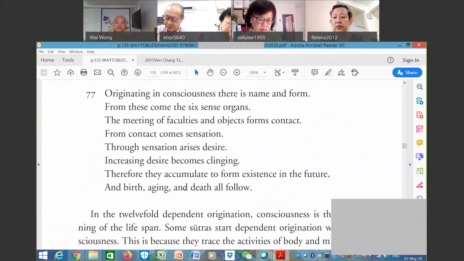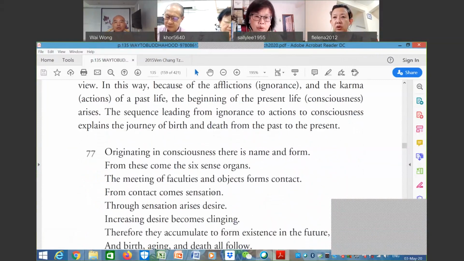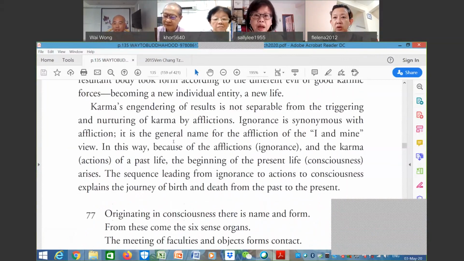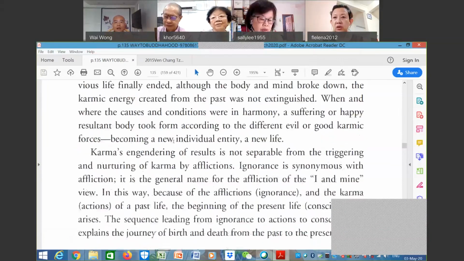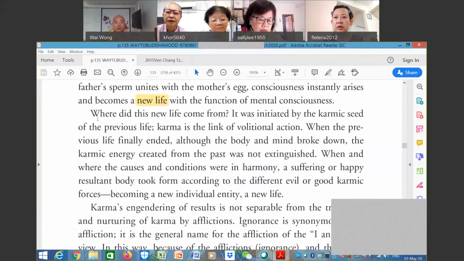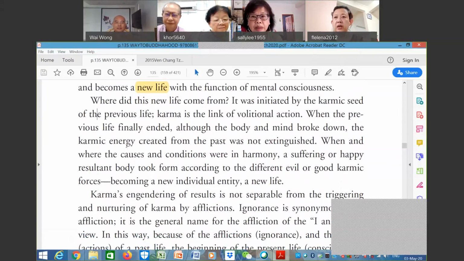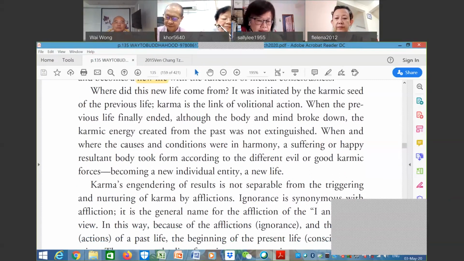I thought we are at the first paragraph of 135. First paragraph, I thought we finished the whole thing, right? No, no. Until where did this new life come from? Yes, please.